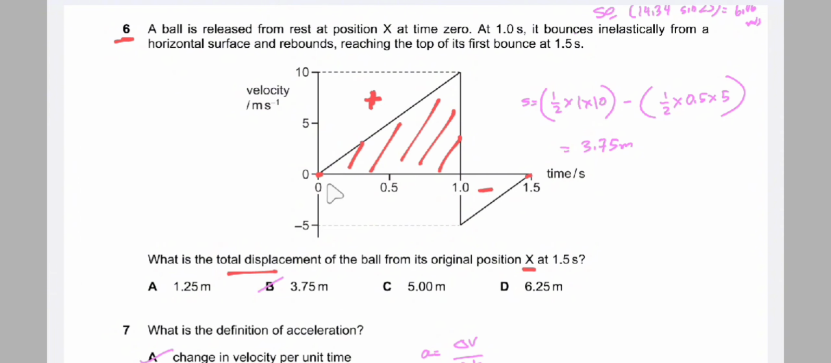So what is the positive displacement? It is a triangle, so half into base into height. Half, base is 1 and the height is 10. So half into base into height minus the negative displacement. Half into base, which is 1.5 minus 1, that is 0.5, and the height is 5. So after subtracting, we get the overall displacement as 3.75 meter. So that is option B.